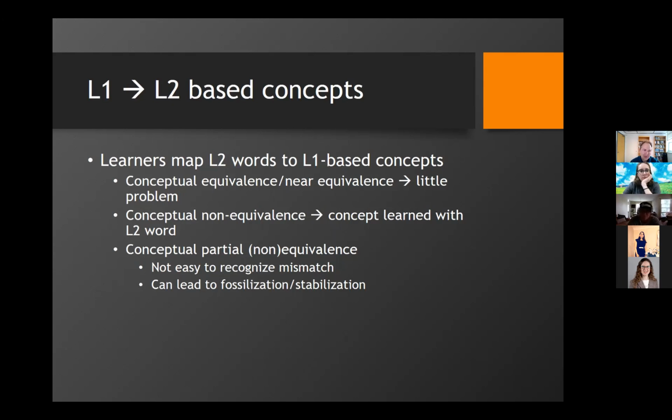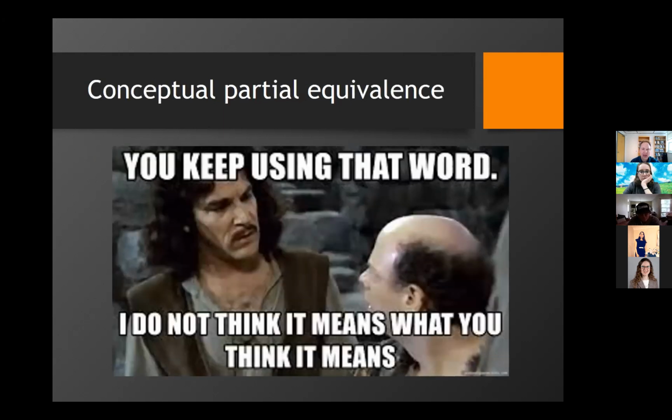Now, the one that causes the most problem, of course, is the third category here, which is the conceptual partial or partial non-equivalence. And as I mentioned before, sometimes it's not easy to recognize this mismatch between your L1 based meaning and a native speaker's meaning, and that can lead to fossilization. So you might be using a word in a certain way, and it's not quite right from a native speaker's perspective, but you don't ever realize that. It's a bit like The Princess Bride, right? Where you're using the word, but it doesn't quite mean what you think it means.